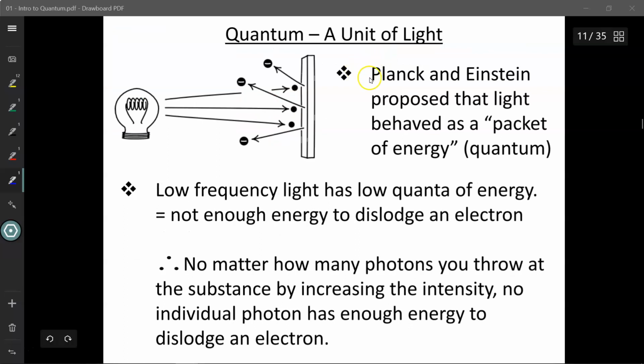To explain this phenomenon, Max Planck and Albert Einstein suggested that maybe light behaved like a packet of energy. They called it a quantum of light at the time. Today we call it a photon. So instead of behaving like a wave, light perhaps is behaving like a particle. And so low frequency light has a low quantum of energy. As such, it doesn't have enough energy to dislodge an electron.